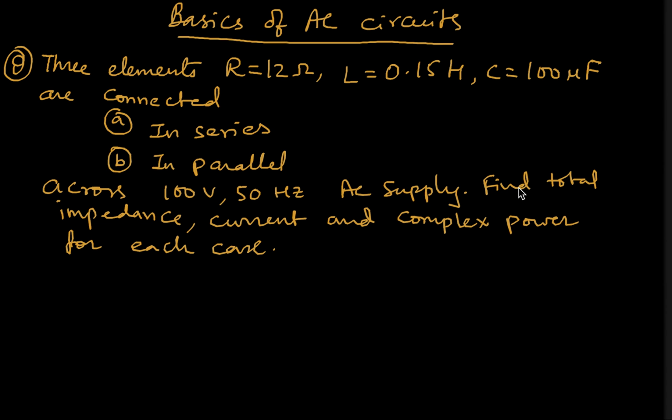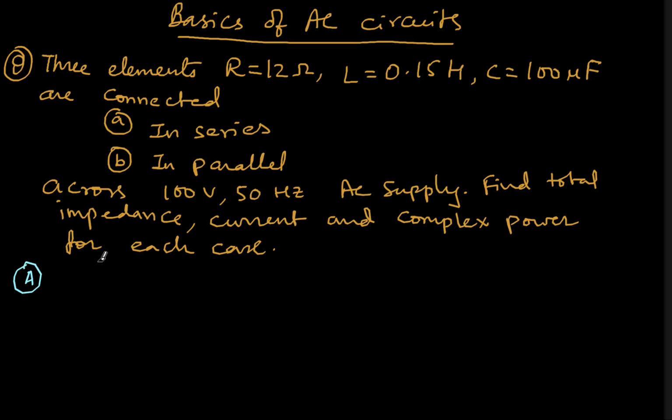So hello everyone, let's continue our analysis of basic AC circuits, and here also I have a couple of interesting problems for us to see. So this is a basic thing, three elements R, L and C are given. Firstly they are connected in series and later they are connected in parallel. So for each of these cases, the voltage is a 100 volts 50 hertz AC supply, and find the total impedance, current and complex power in each case. So let's get started with that.